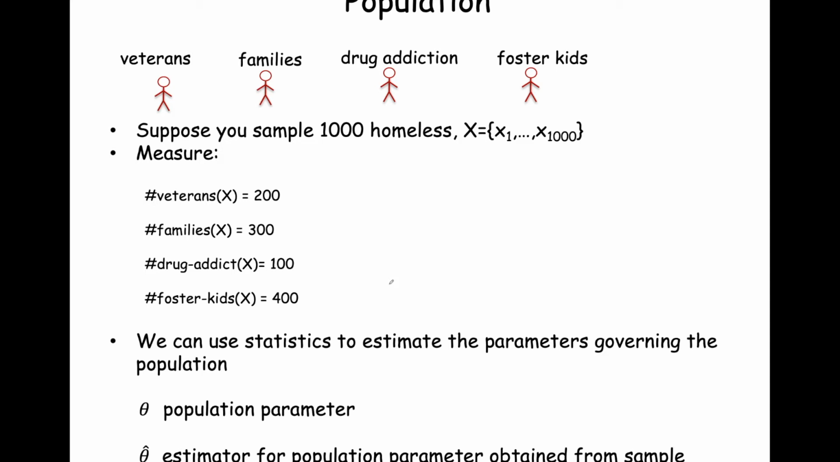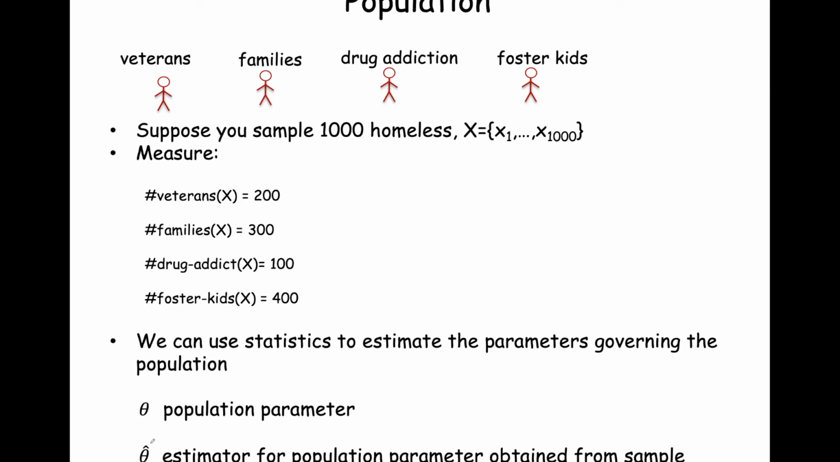Now, the idea then is we can use our statistics, these functions we compute over the samples, to estimate, or stand in place, an educated guess if you will, of the parameters that govern the entire population. So let's add some mathematical definition to this. We're going to use the Greek letter theta to represent the population parameter. It's that governing parameter for the population. It's out there, but we don't know what it is.